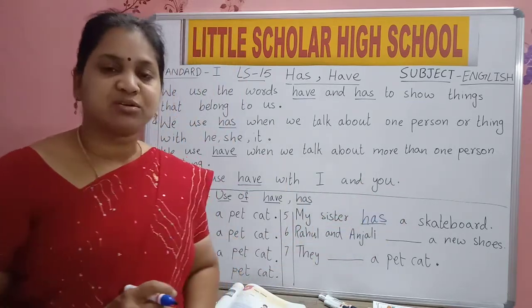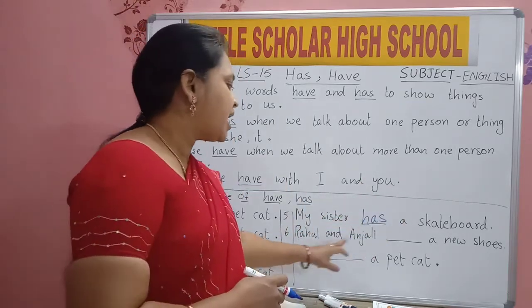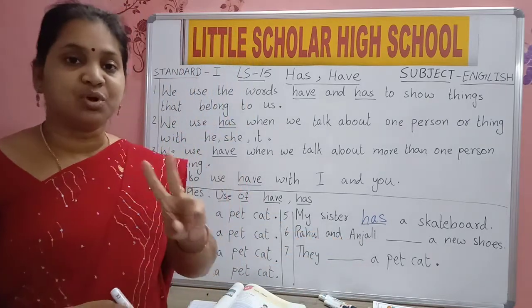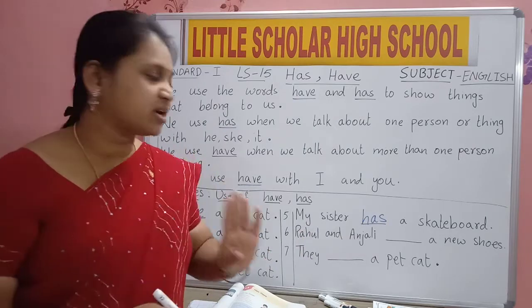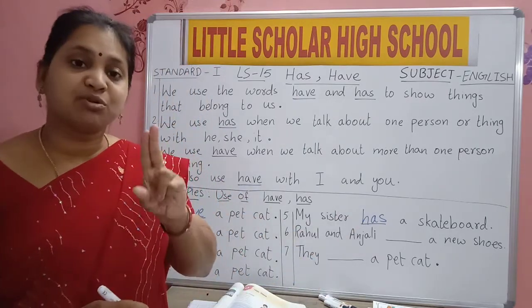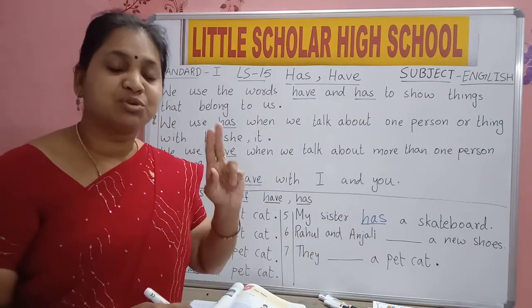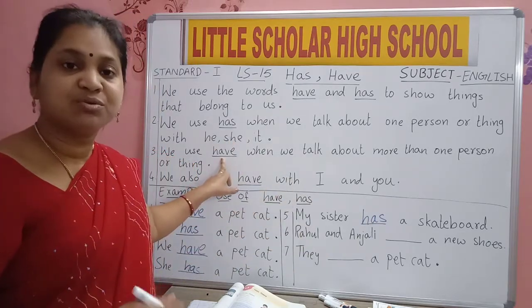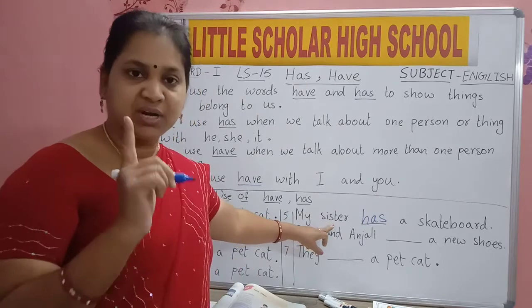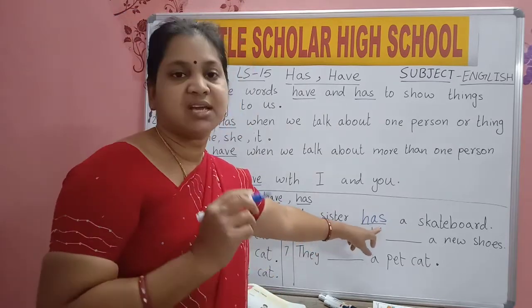Here, how many are we talking about? Rahul and Anjali. How many? Two. One boy and one girl. Here we are not talking about only one, we are talking about two. When we are talking about two, three or more, what should we use? Have. Here, sister is only one, so we are using H-A-S, has.